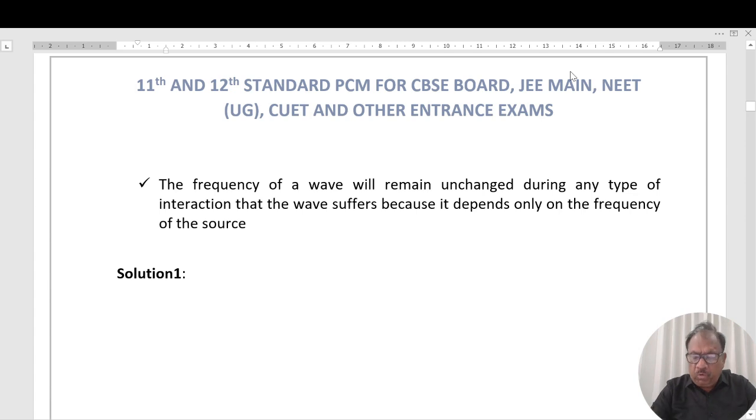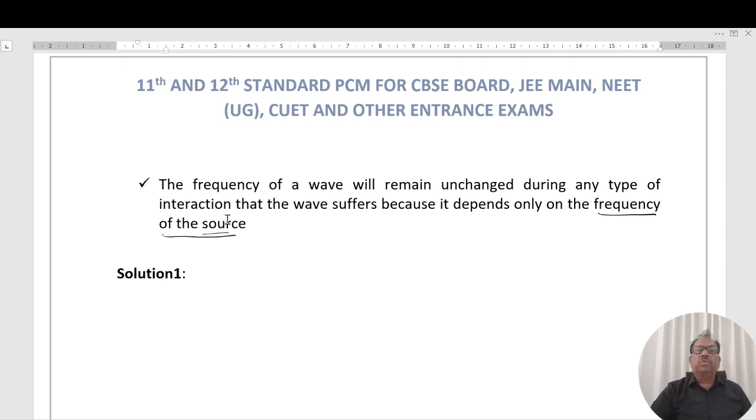Frequency of the wave will remain constant, unchanged during any type of interaction, because it depends only on the frequency of the source. As I have already indicated above, frequency remains constant. In that case, now let's start the question.